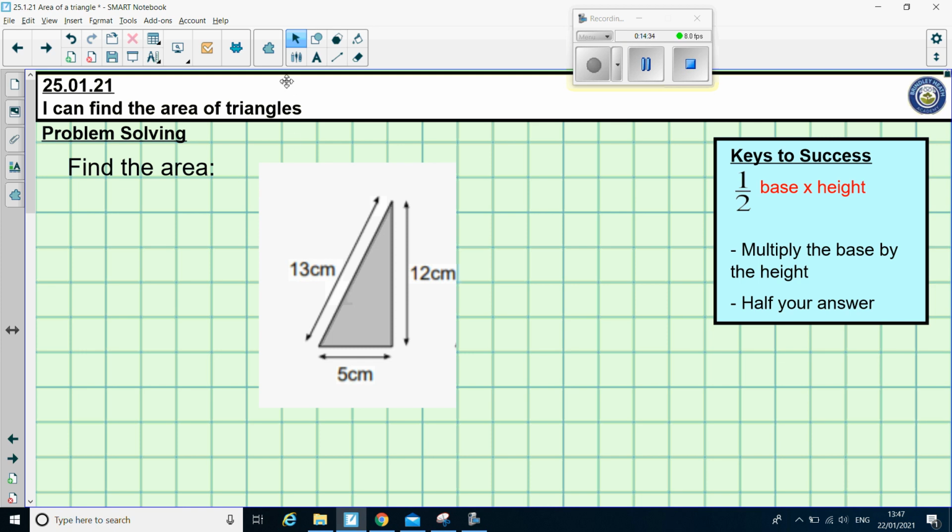Right, the 2 measurements we want to use then, we want this one and this one. Okay, because 5 centimetres is the base, that's the bottom of our triangle, and the height is 12 centimetres. That's how tall our triangle is. This measurement here, this 13 centimetres, it's not how tall it is.